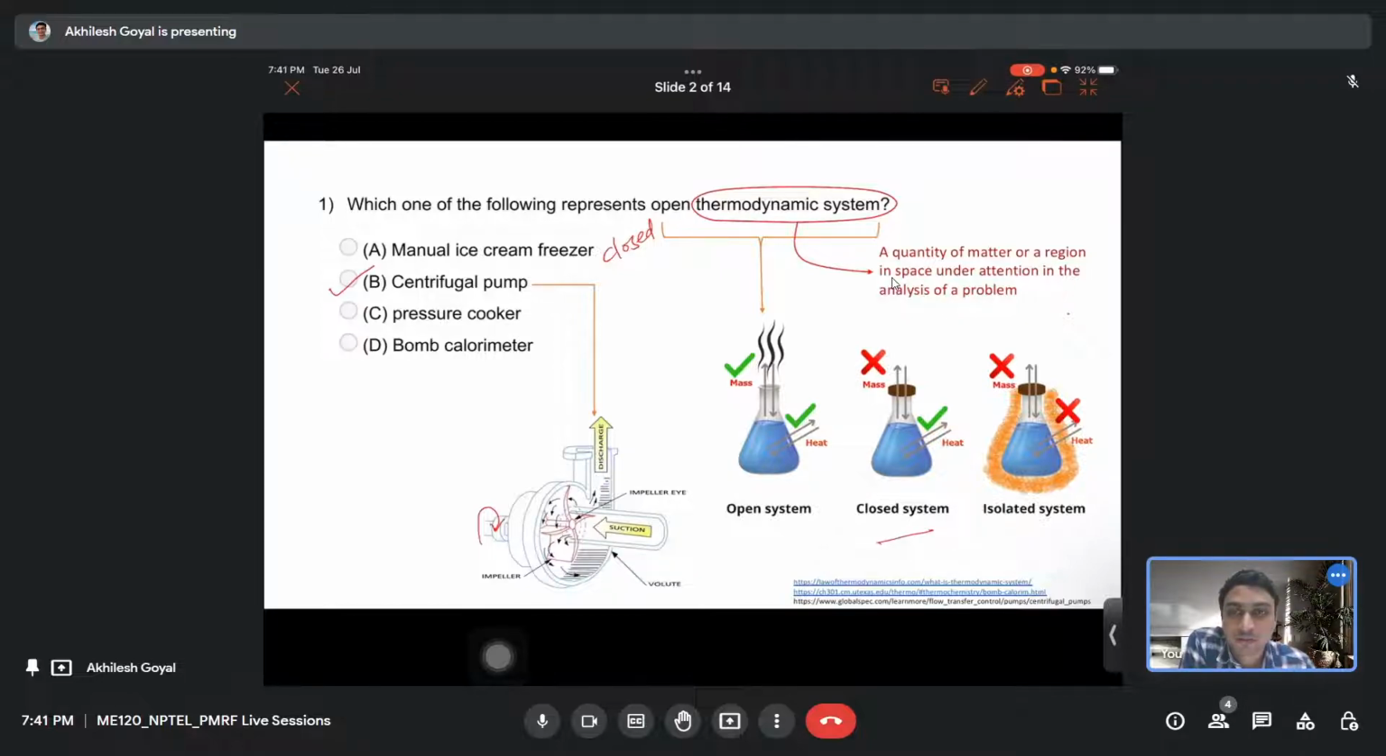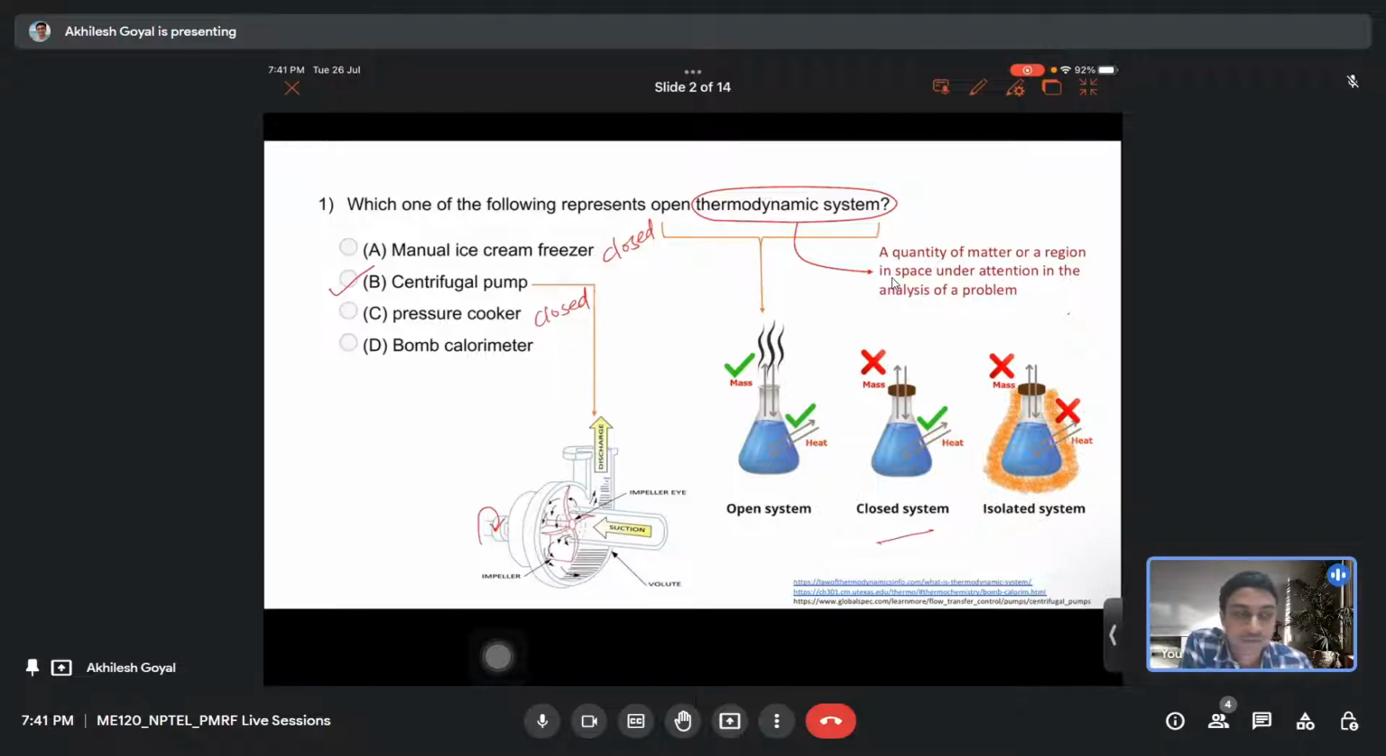Also, the next option is a pressure cooker. Again, in the pressure cooker the mass is constant and no mass transfer is possible there, but heat is being transferred into it. So that also comes into the closed system category.